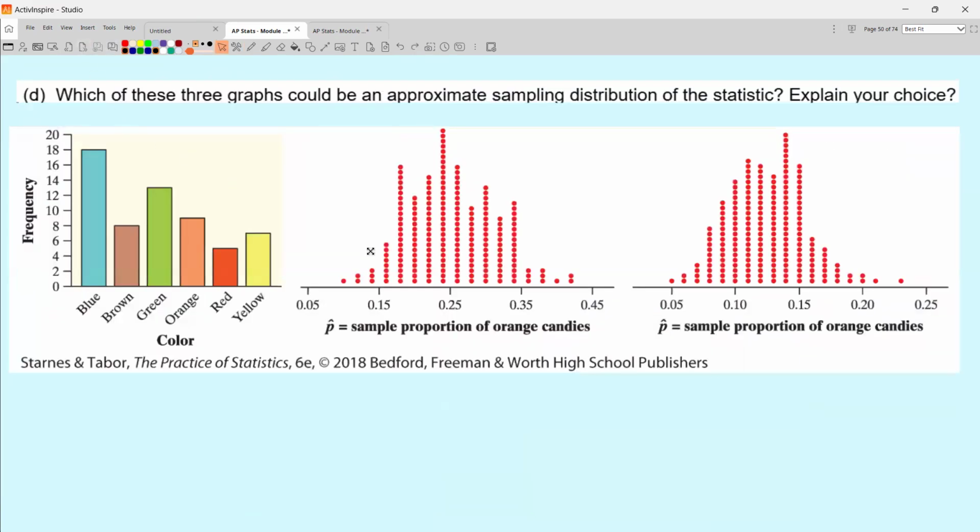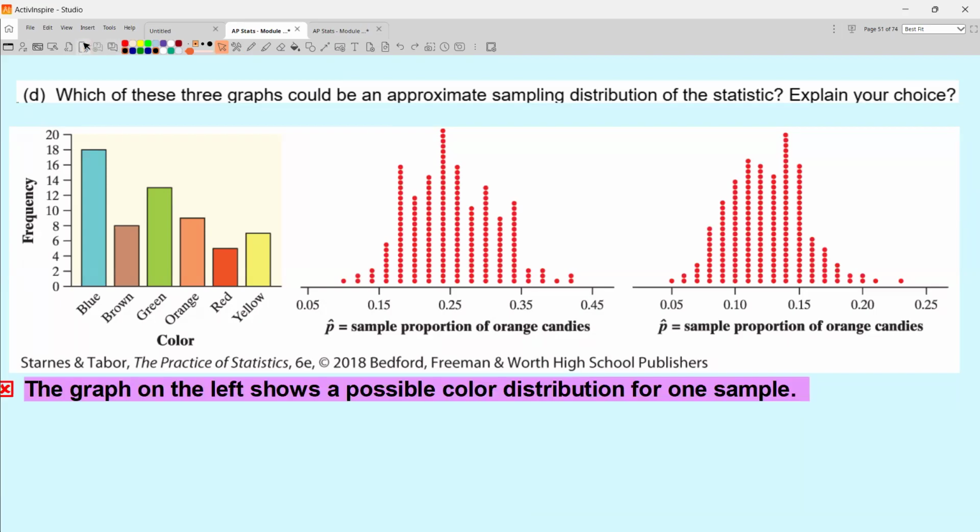Part C or part D, which of these three graphs could be the approximate sampling distribution of the statistic? Well, let's think about this for a second here. That first one is just a random breakdown of the colors. That's not a sampling distribution because you notice it's not talking about percentages or proportions. It's talking about the frequency of the colors: blue, brown, green, orange, red, or yellow. So that first one's not really going to work here.